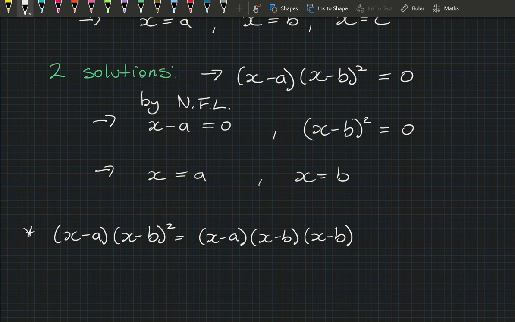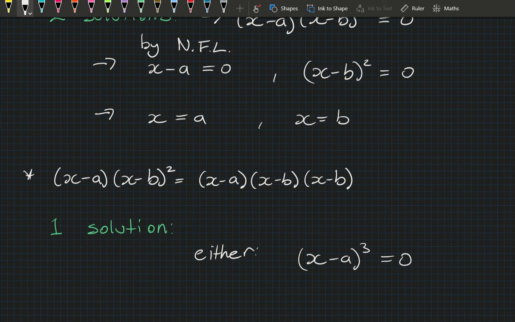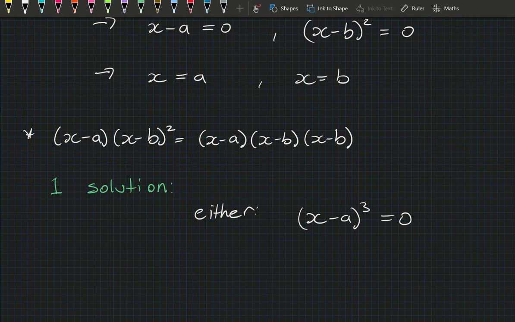Alright, and there's one other possible set of solutions, and that is when there's one solution. And that would be where we've got either a perfect cube, and that means we've got 3 repeated linear factors, right? So that would be 0 when x is equal to a. I forgot to write null factor law again.